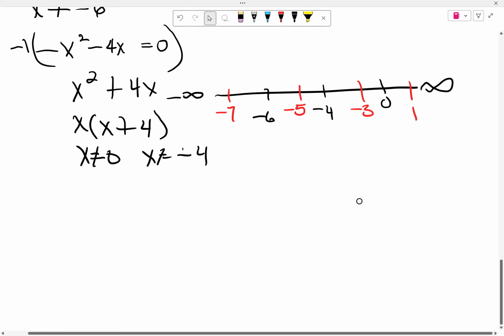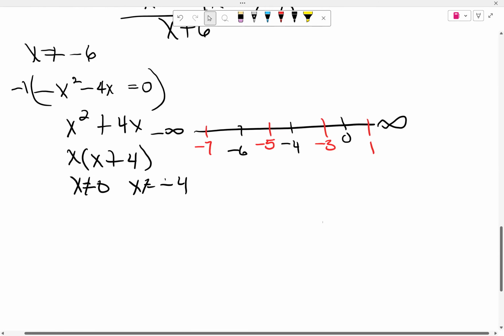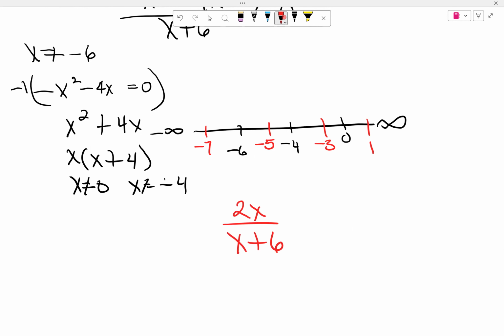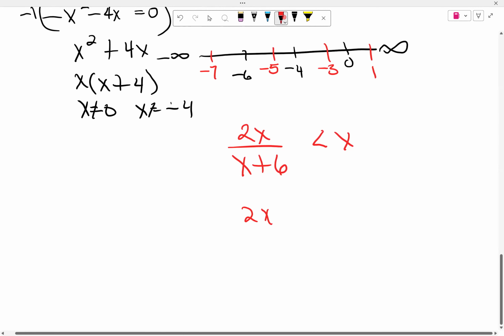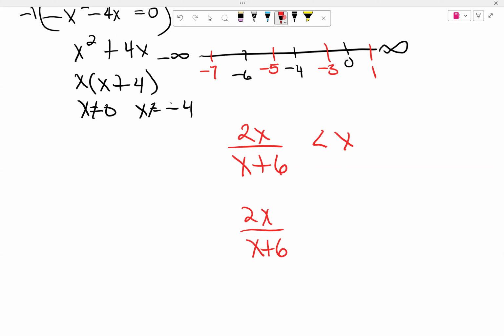So I'm thinking, let's do just based on number sense. This is 2x over x plus 6, and this has to be, again, negative. If I subtract that one more time, so let's subtract it. So it's just a reminder. This is really 2x over x plus 6 minus x, and that is less than 0.